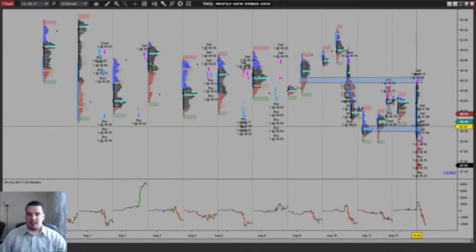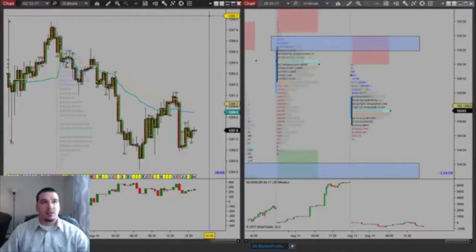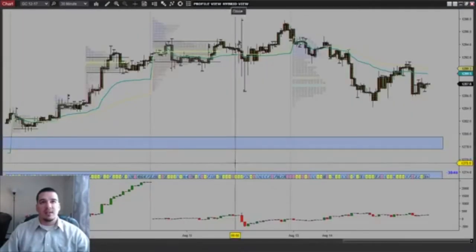So big day to the downside here in crude oil. Tomorrow we should be expecting to trade on the short side of the market rather than on the long side. Taking a look at gold, I had a really fantastic trade on this one. We decided to go with the trend trade.